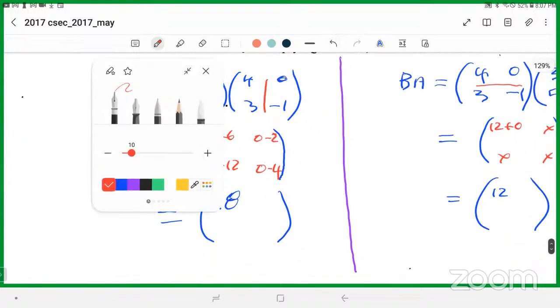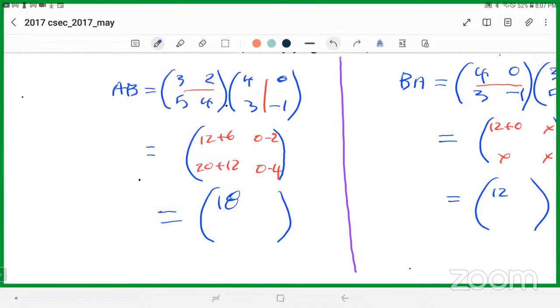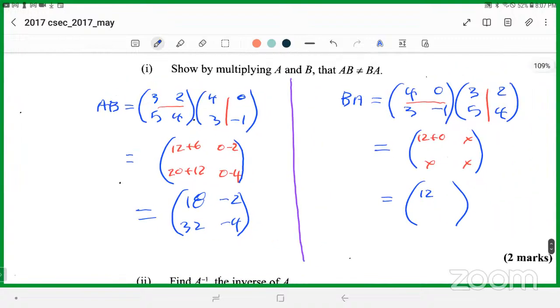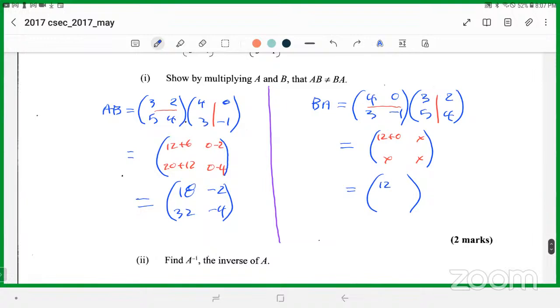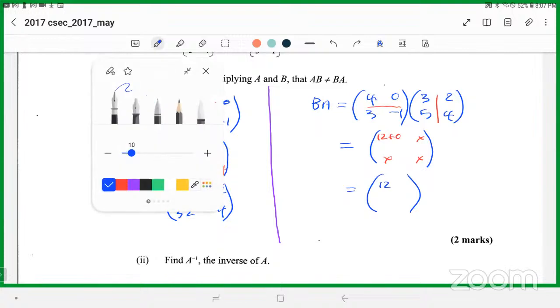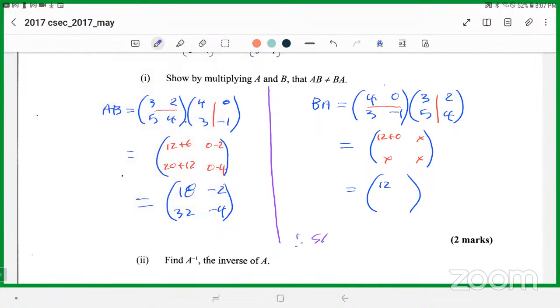So consolidate the values now. This becomes negative 2. This becomes 32. This becomes negative 4. So I've completed one of them at least. I'm not completing this one, I'd waste time. They're not equal already. So right here I'm going to say therefore shown that AB is not equal to BA. Why? Because 18 is not equal to 12. I don't need to go any further.